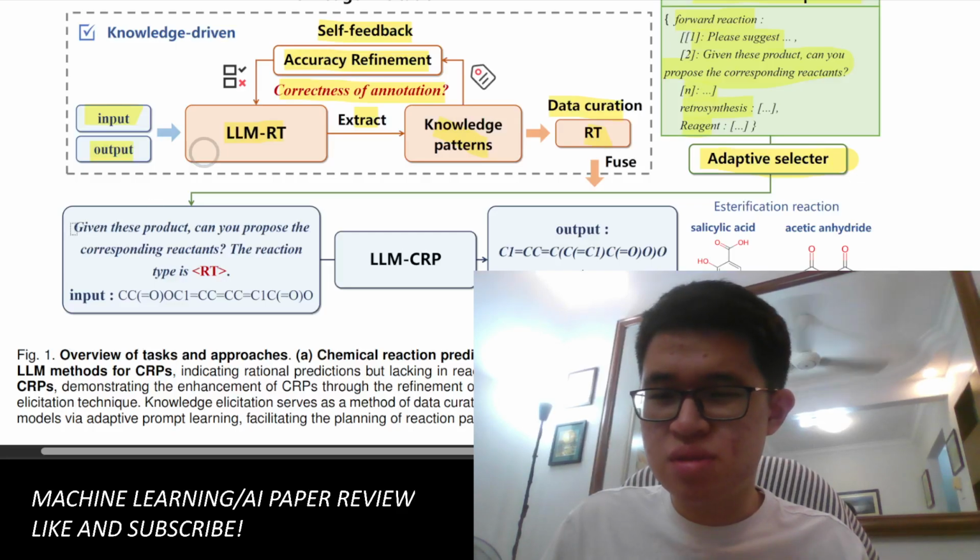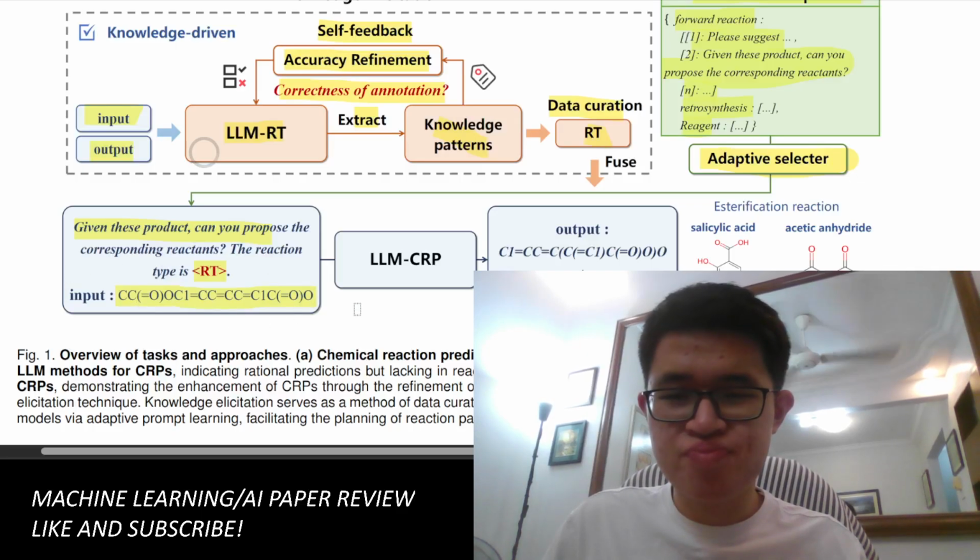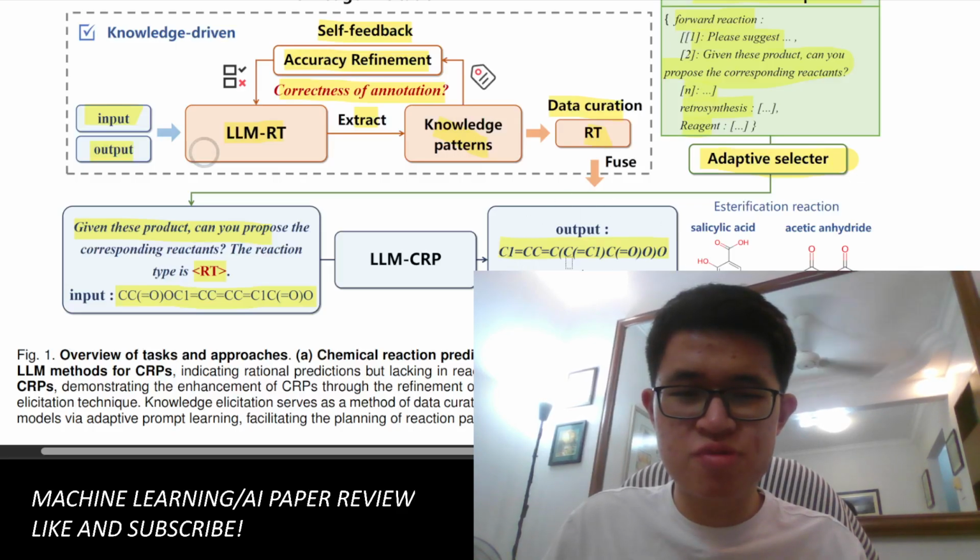And then it leads to this prompt right here: given these products, can you propose the corresponding reactants? The reaction type is blah, right? And the input of the molecule is right here. And then the LLM would produce a prediction about what kind of reagents would be suitable to make this product right here. In fact, this is an esterification reaction between salicylic acid and acetic anhydride.